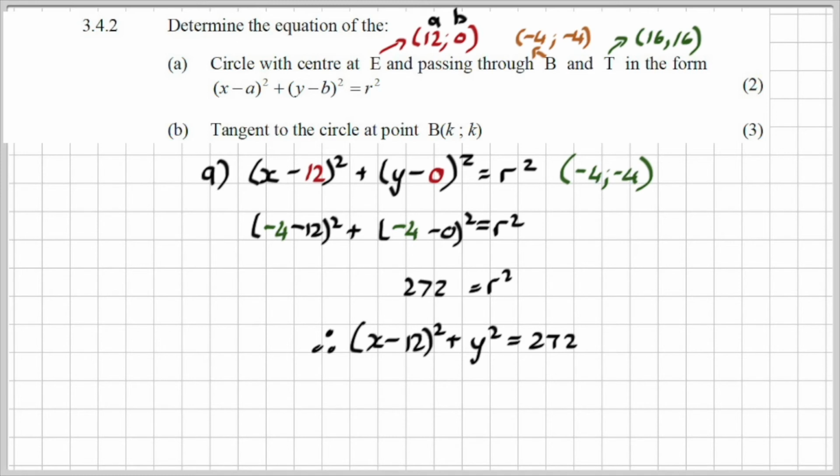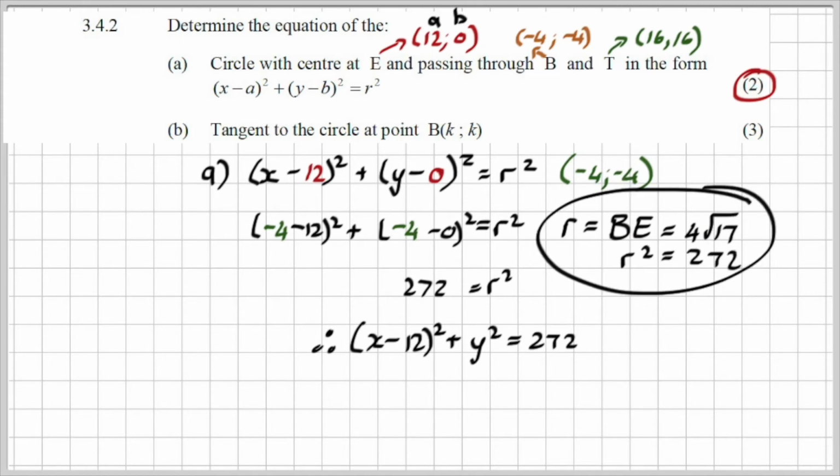Okay? But now, as I look at this, I sit back and I wonder, why on earth was this actually worth only 2 marks? That's a lot of writing for 2 marks. So what must I think of? Oh, but wait, do they not actually give me the radius as BE? And they even gave me the value as 4√17. If I square both sides, I get 272.